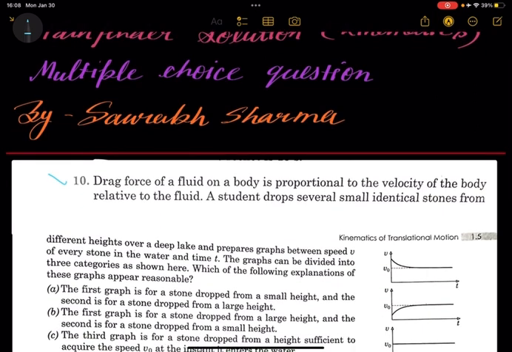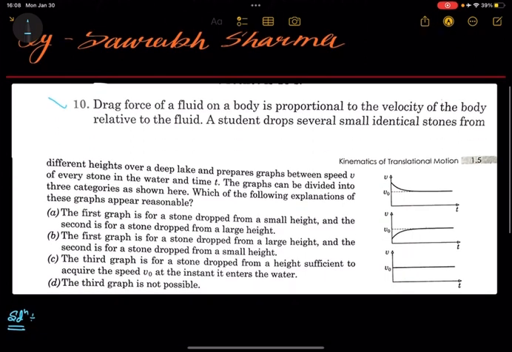Just read. The drag force of the fluid on a body is proportional to the velocity of the body relative to the fluid. A student drops several small identical stones from different heights over a deep lake and prepares graphs between speed v of every stone in the water and time t. The graphs can be divided into three categories as shown in the figure. Which of the following explanations of these graphs appears reasonable?